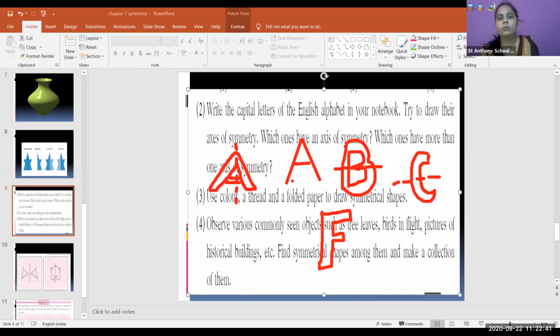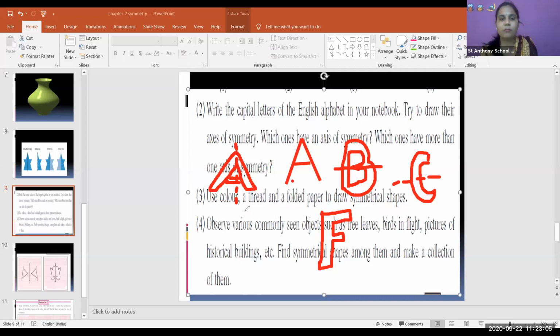Let me know. Yes, F doesn't have any axis of symmetry, right? F doesn't have any axis of symmetry because wherever you draw the axis of symmetry, it will not fold. If it does not fold, then we will not draw an axis of symmetry. So F doesn't have any axis of symmetry. A is having one axis of symmetry.